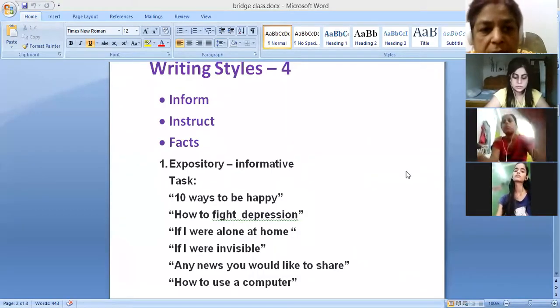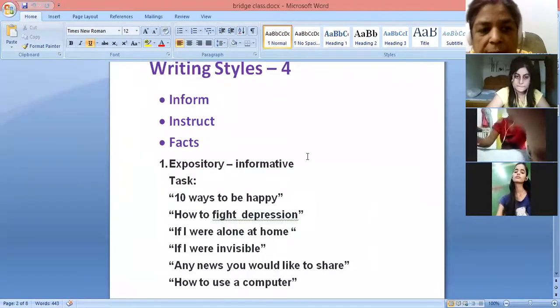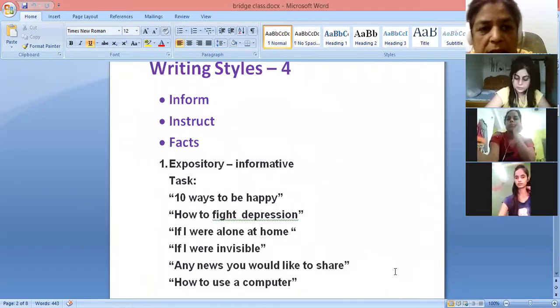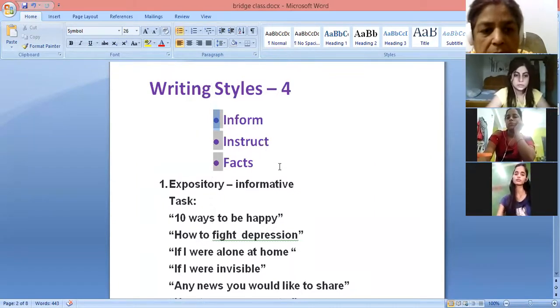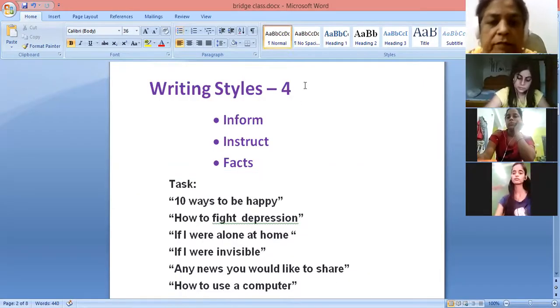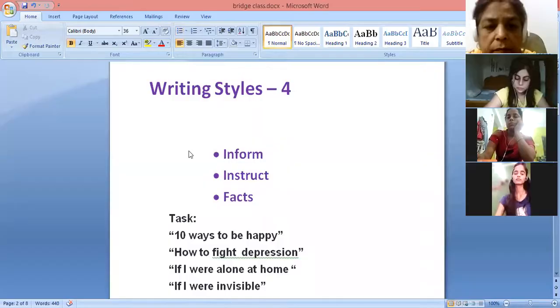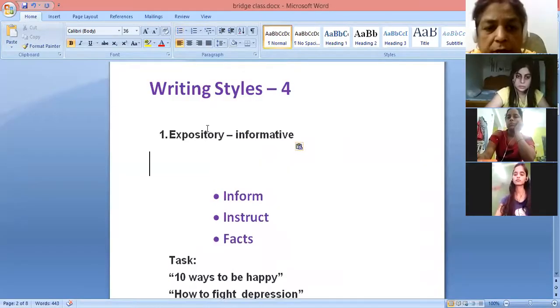So there are 4 writing styles, and these writing styles are expository, the one which we are doing right now. This style is written to inform, to instruct. So this is the first type of writing. Expository is also called informative style.